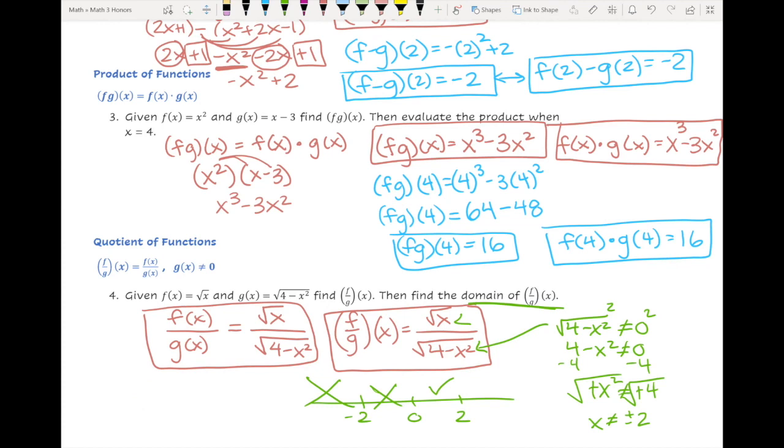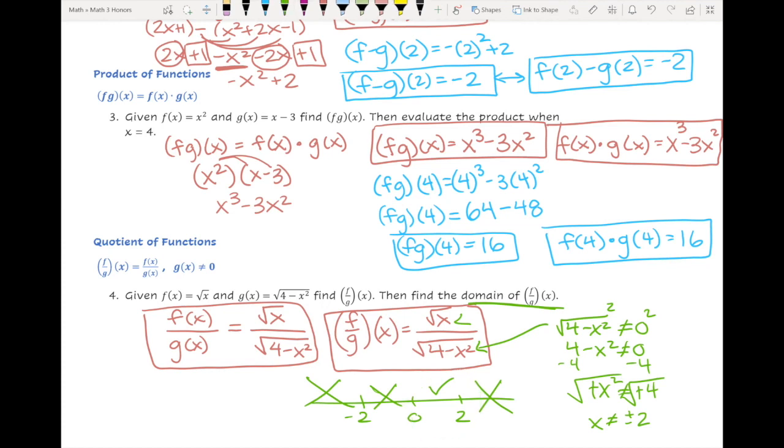And then I'm going to check this last section, something greater than 2, so I'll just pick like 3, positive 3. So square root of 3 over square root of 4 minus 3 squared. In the numerator, I got a positive under my square root. Good. In the denominator, I've got 4 minus 9, so negative 5. Oop, I have a negative under the square root, so for that reason, this section is not in my domain either. As far as the domain goes, the domain is everything in this 0 to 2 section.